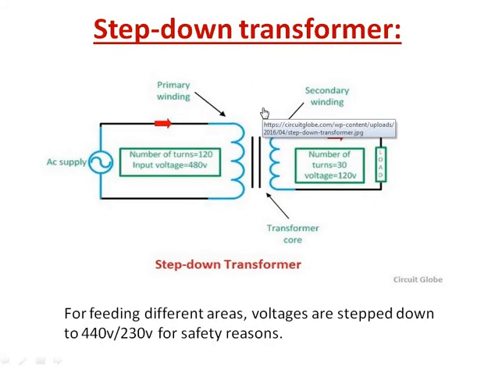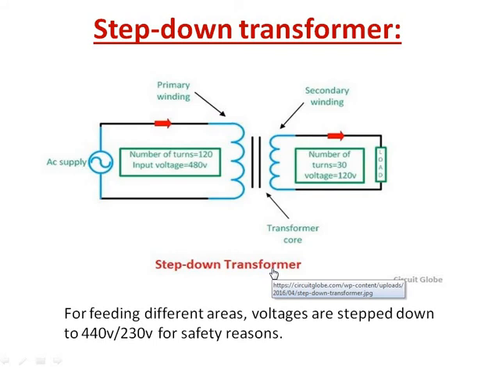Then the next is the step-down transformer. So here in the step-down transformer the number of turns is 120 and the input voltage is 480. Here the winding on the secondary will be very low when compared with the primary winding. So the number of turns is very much less, here 30. Then the voltage we are going to get at the secondary side is 120. For feeding different areas, the voltages are stepped down from 440 to 230 for safety reasons.